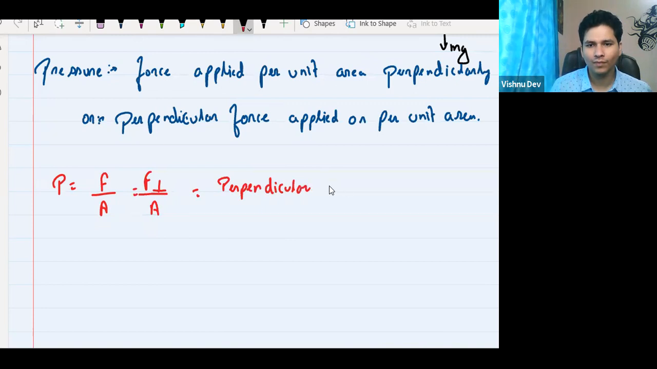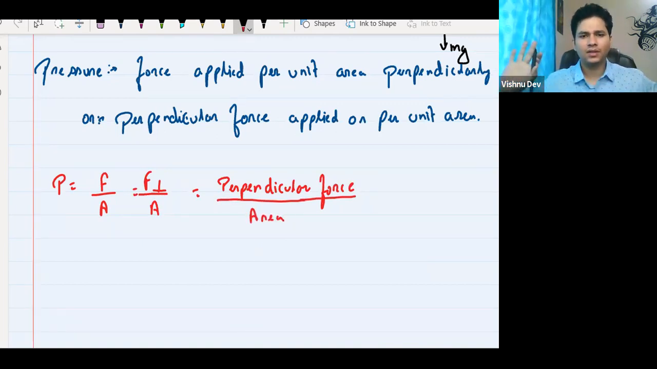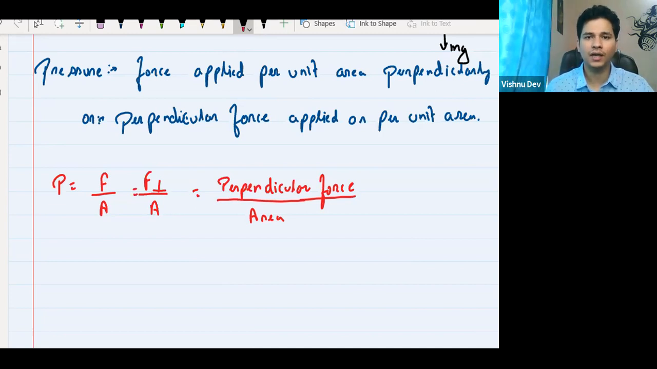Perpendicular force per unit area. Yes or no? Simple, very simple, right? Yes, sir. Okay, no Madhur, that is wrong. It is force per unit area, right? Theek hai? Got it, Madhur?